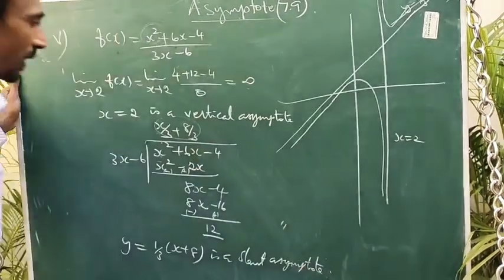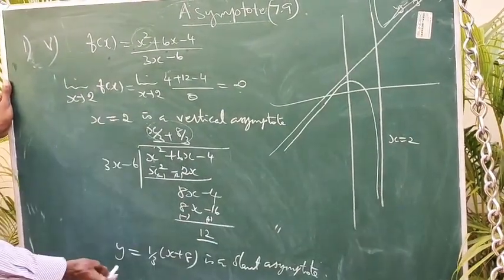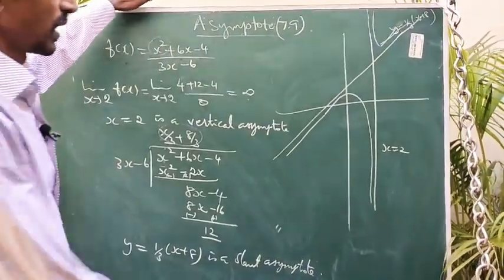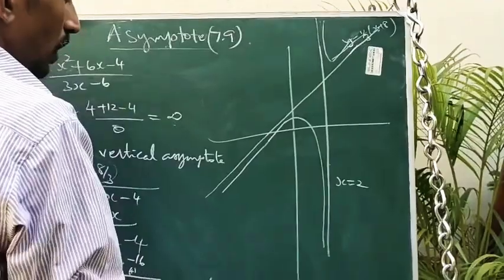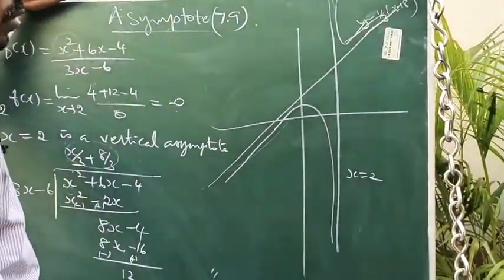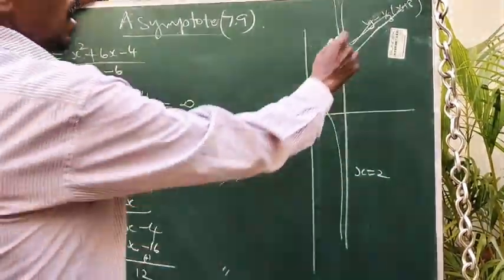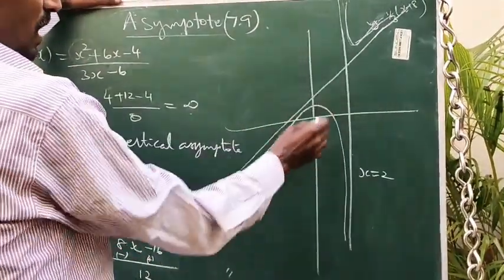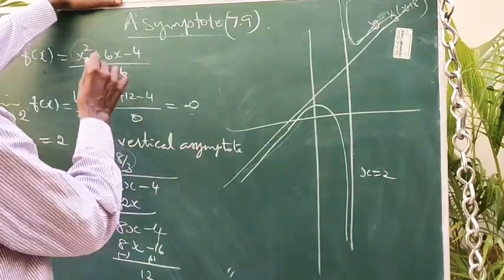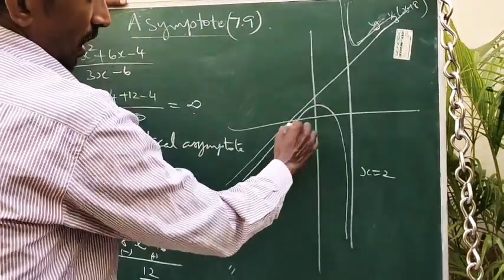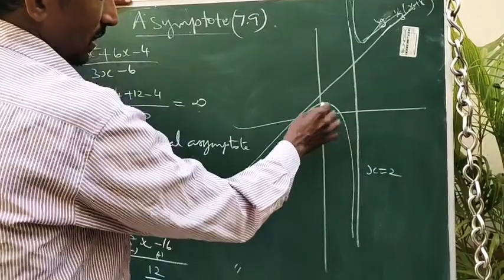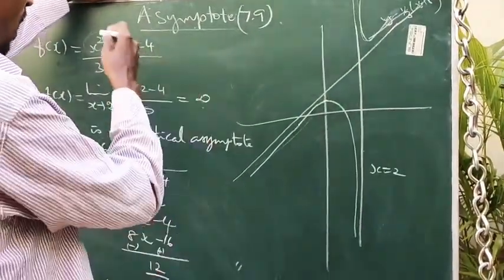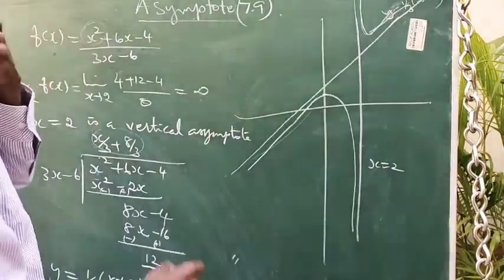Are you clear? We are getting the vertical asymptote x equal to 2 and the slant asymptote 1 by 3 into x plus 8. So look at the diagram. It is the vertical asymptote x equal to 2 and it is the slant asymptote y equal to 1 by 3 into x plus 8. So between the two asymptotes we may draw the diagram. But here we can't draw this diagram only with respect to the asymptotes. Here some portion lies above the x-axis. We can just find out the x-intercept, all the things, then only we are able to draw this diagram.